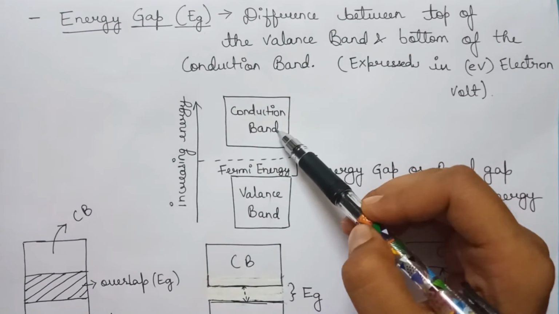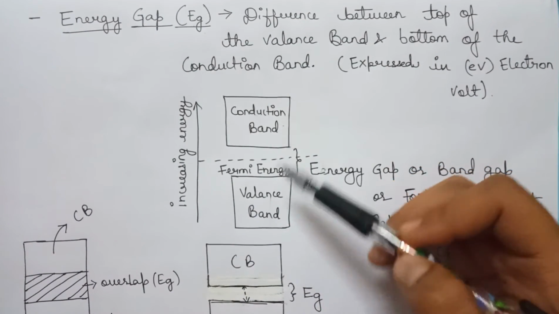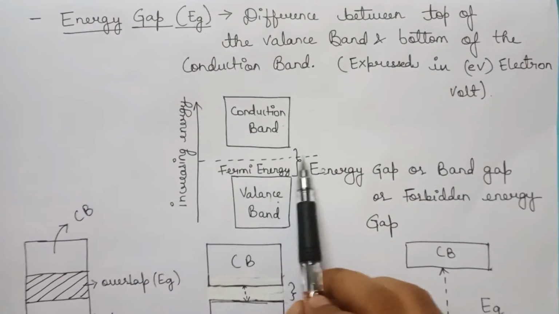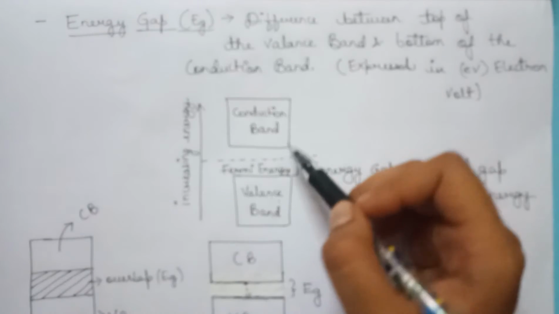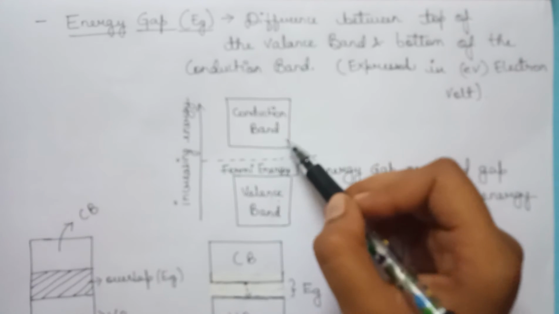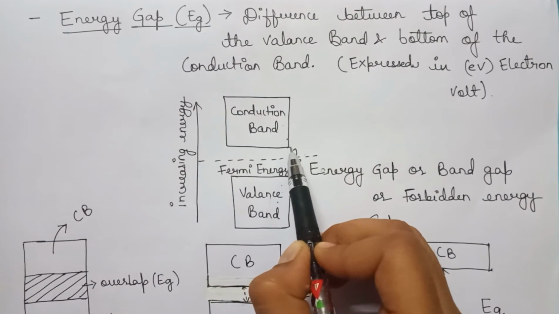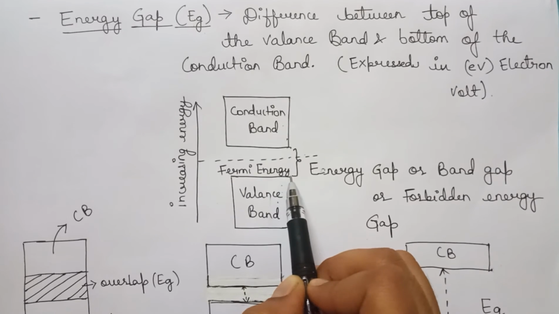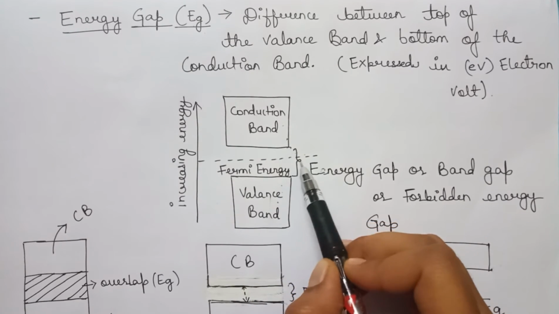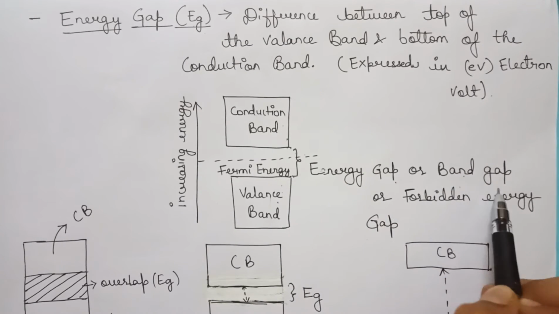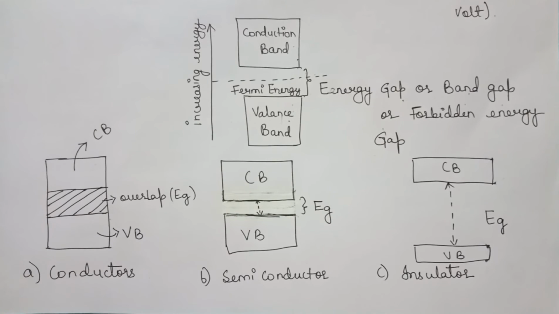Now, in this diagram you can see that this is the conduction band and this is the valence band. This axis is increasing energy and here this is the Fermi energy. You can see the small space between the conduction band and valence band. This is the bottom of the conduction band and this is the top of the valence band. The difference between these two is known as the energy gap, or the band gap, or the forbidden energy gap.